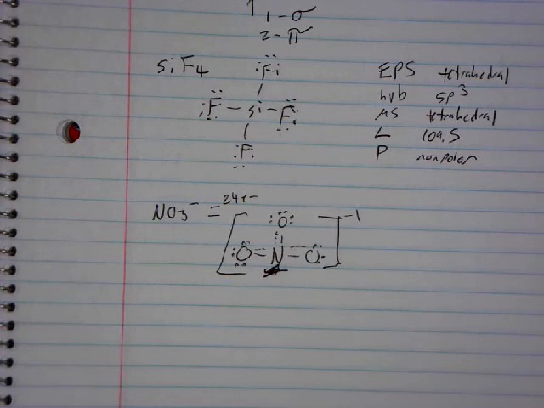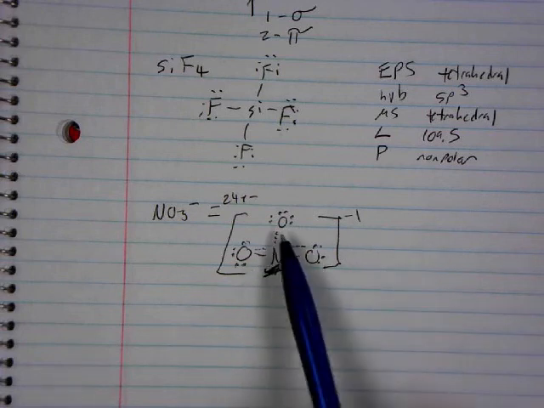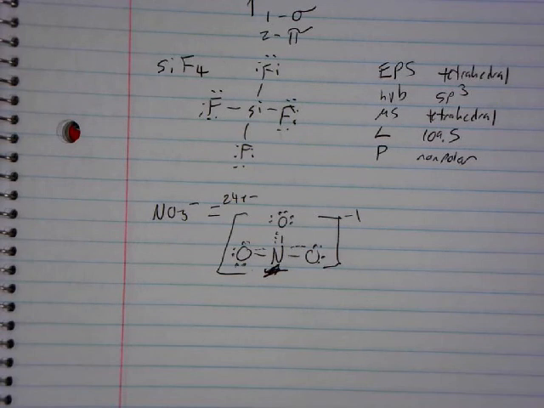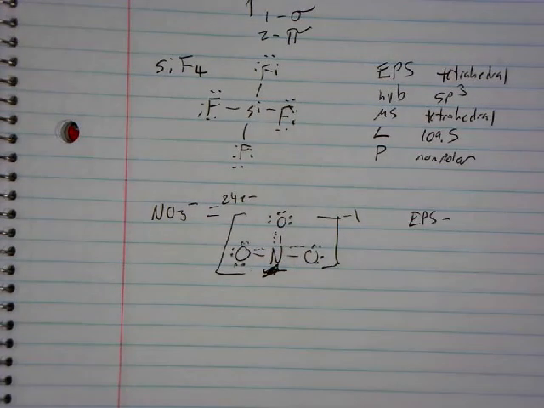I got 2, 4, 6. Let's say this is a double bond. 8, 10, 12, 14, 16, 18, 20, 22, 24. So it doesn't matter that the nitrogen has more than... Oh, because it goes to a full outer shell. Right. The nitrogen only has 1 double and 2 single. It only technically has 1 double, 2 single.